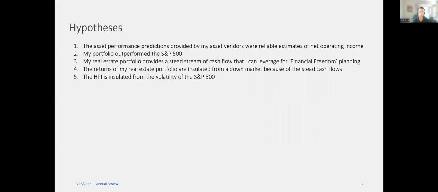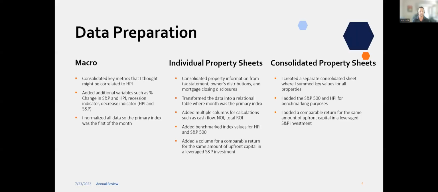The fourth hypothesis is that my returns are basically insulated from a down market. This is another thing said by real estate investors: invest in real estate, it's a good hedge against inflation, and if there's a down market, you won't lose as much money as you would in the S&P. And the last one, along those lines, is that I wanted to see if the housing price index was insulated from the volatility of the S&P at all.